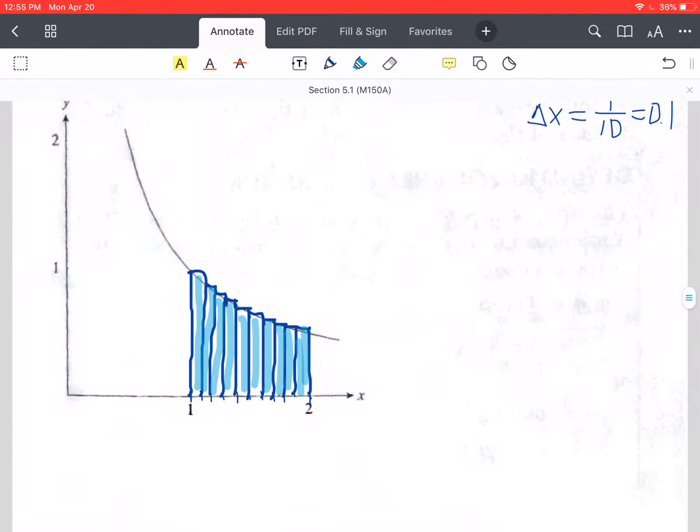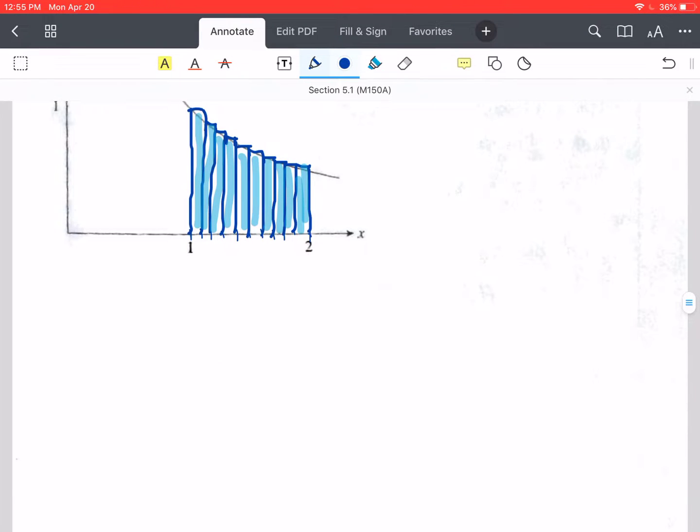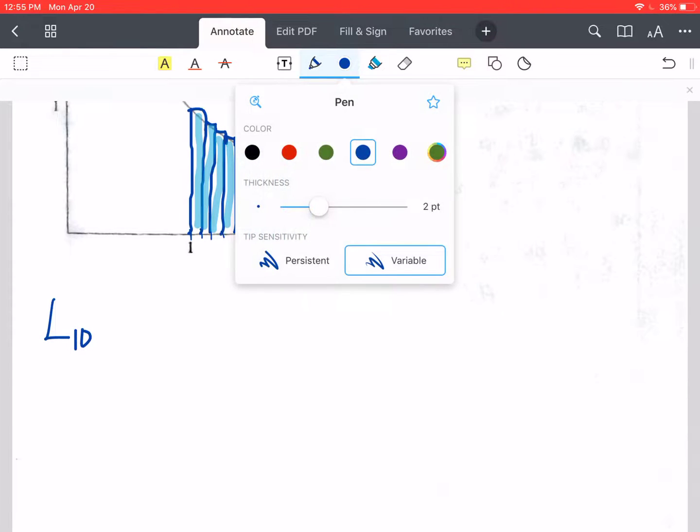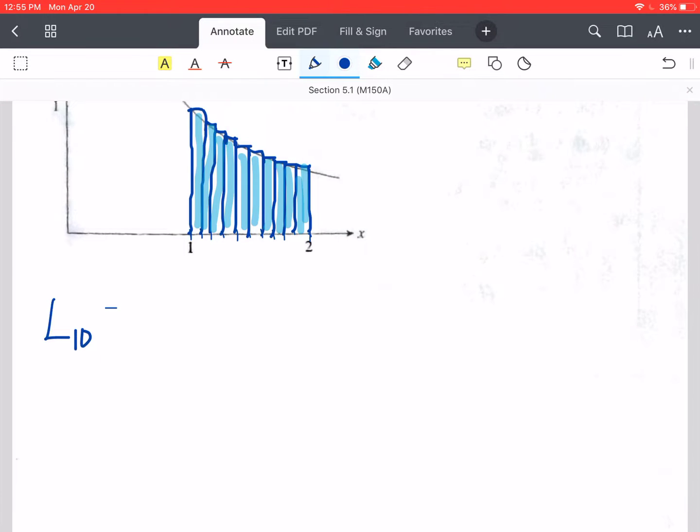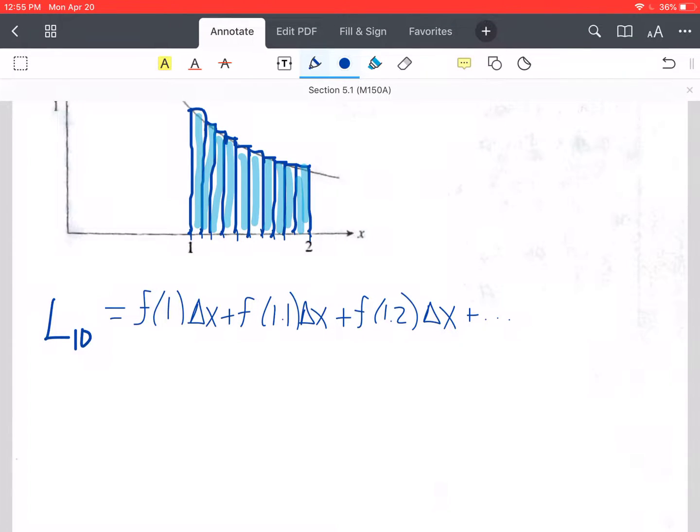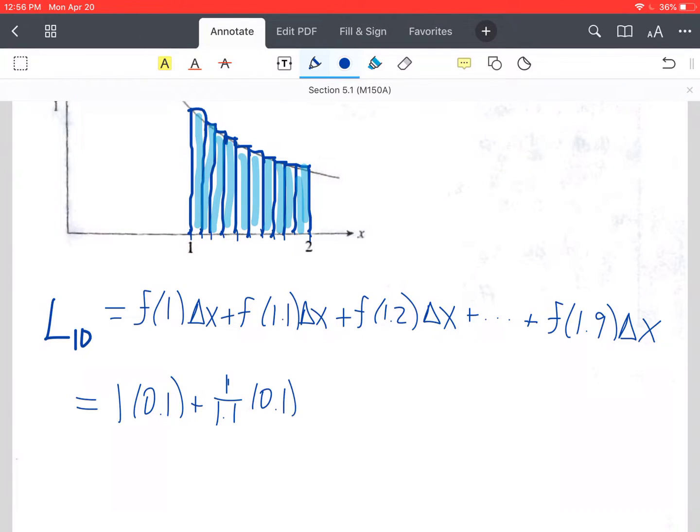All right, so let's do this down here. So this is L sub 10. Okay. So that's going to be f of 1 times delta x plus f of 1.1 times delta x plus f of 1.2 times delta x, etc. This is going to go all the way up to the second to last value, right? Because we're using the left-hand side, so that's f of 1.9 times delta x. Okay, so this is going to be 1 times 0.1 plus 1 over 1.1 times 0.1 plus 1 over 1.2 times 0.1, etc., etc. And that's 1 over 1.9 times 0.1.